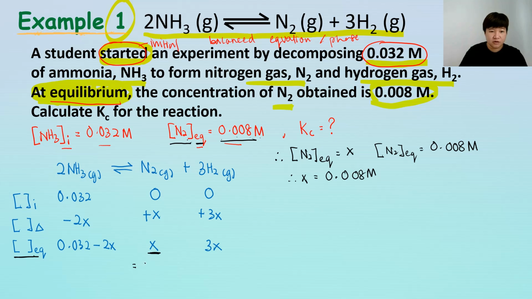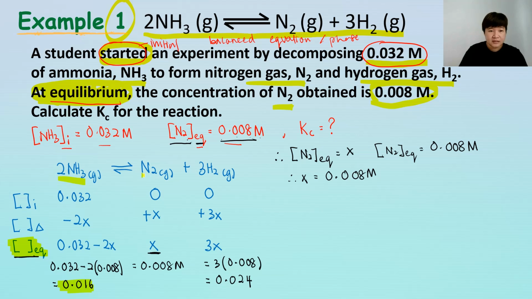So when x equals 0.008 molar, you can solve the rest. You substitute 0.008 into the x. So over here will be 3 times 0.008, which is 0.024. And over here is your 0.032 minus 2 times 0.008. Press your calculator, you realize that is 0.016. So at this moment, your equilibrium concentration for ammonia is 0.016. For nitrogen gas, 0.008 given. For hydrogen gas, 0.024 calculated.